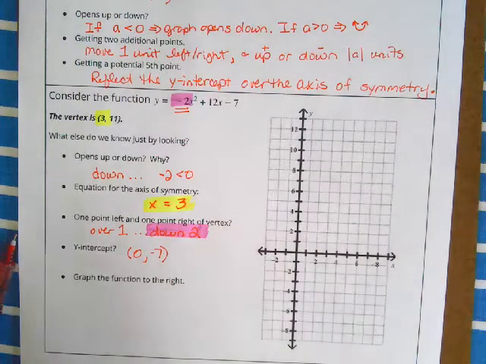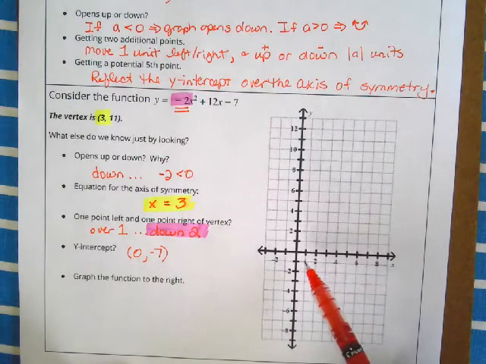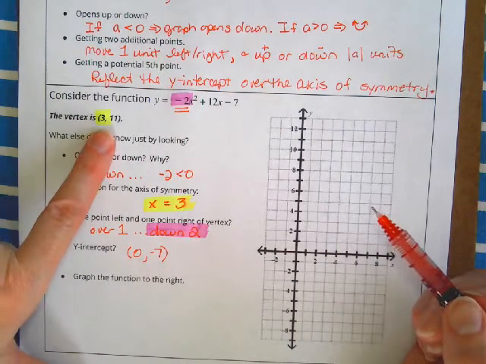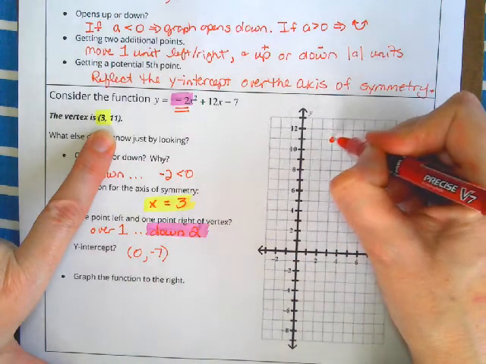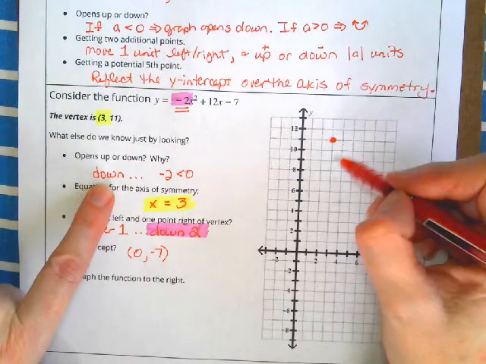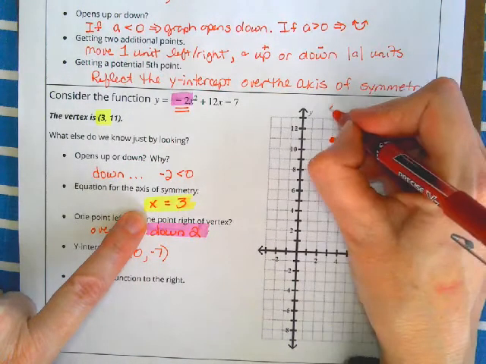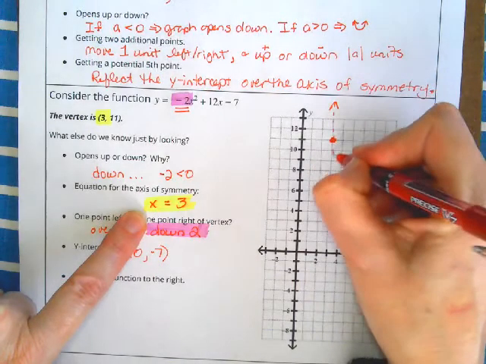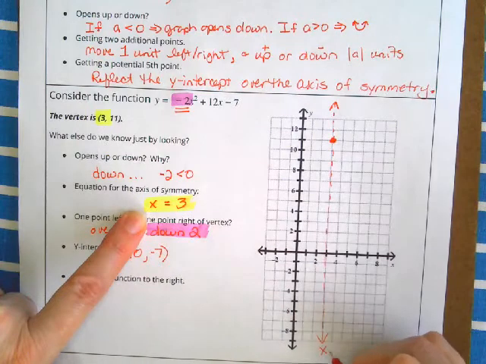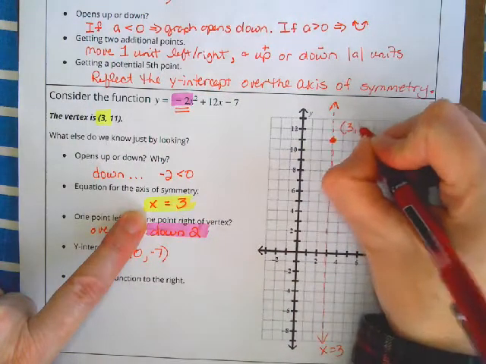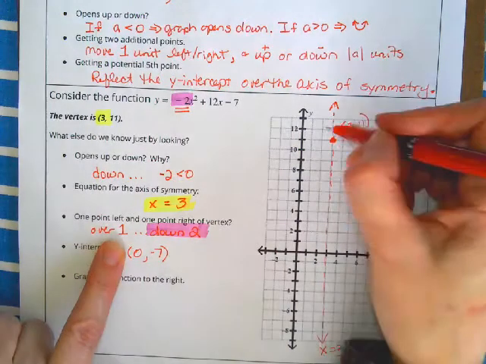Hey, if you need to pause and grab some highlighters, I highly recommend it. So what do we need to do to start? We need to plot the vertex. That's over 3 and up 11. And we know it's going to open down, so it's going to look like this. The equation of the axis of symmetry is x equals 3, so that's right here. So this is x equals 3.